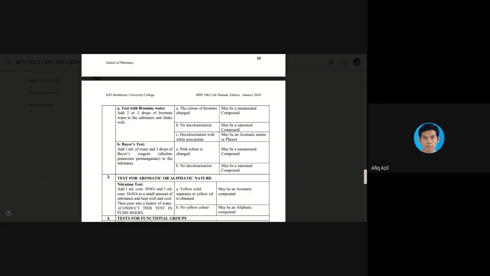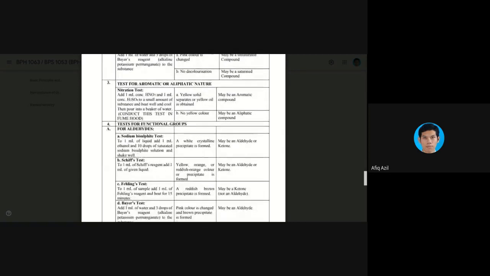But as with the bromine water earlier, the Baeyer reagent also comes straight from the bottle. We can buy it straight away, no need to prepare. So you mix it, and the observation is the pink color is changed or no decoloration. Based on this, you can make an inference or deduce whether it is saturated or unsaturated. So just two tests for the saturation.